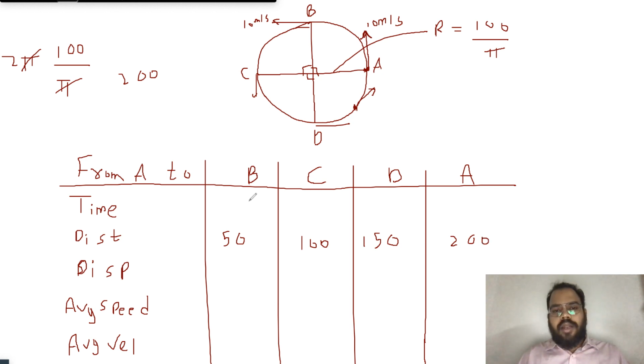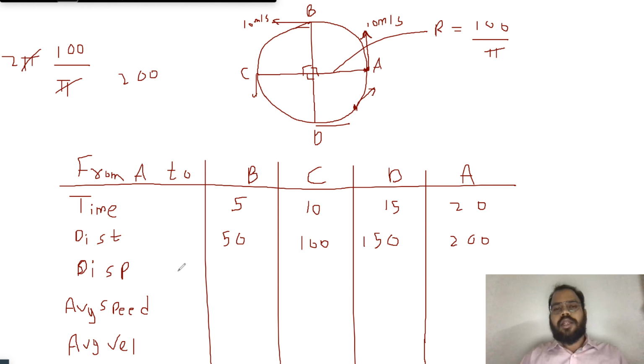Now you have to find time. Since the speed along the circle is 10, I'll divide the distance by the speed. From A to B the time will be 5 seconds. From A to C the time will be 100 upon 10, that will be 10 seconds. From A to D it will be 15 seconds. From A to A it will be 20 seconds.